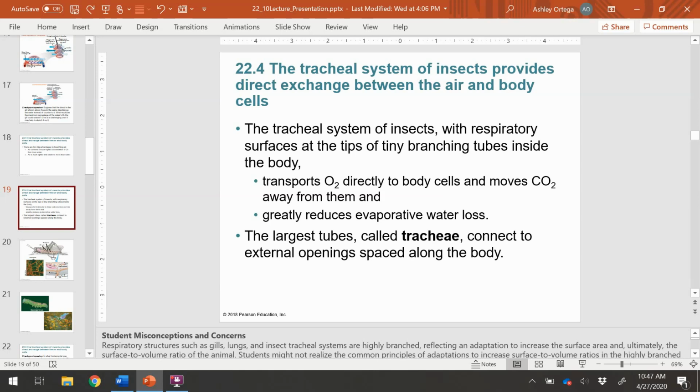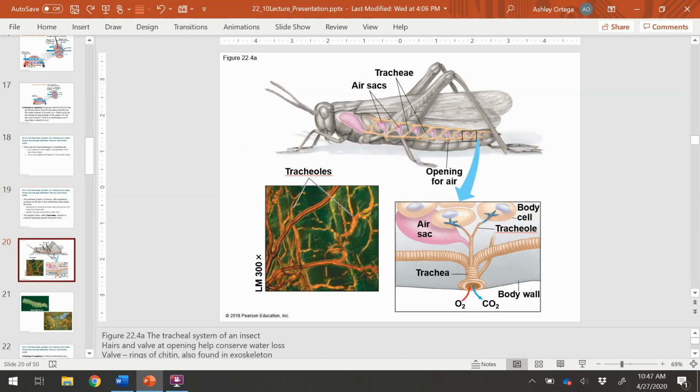And so the largest of the tubes of the tracheal system are called tracheae, and they will connect to external openings that are spaced out along the body. So let's take a look at that. And so here we can see a nice example of a grasshopper, and that it has these tracheae, which are those two projections that are going to then go to the external openings. And so those openings are along the body here.